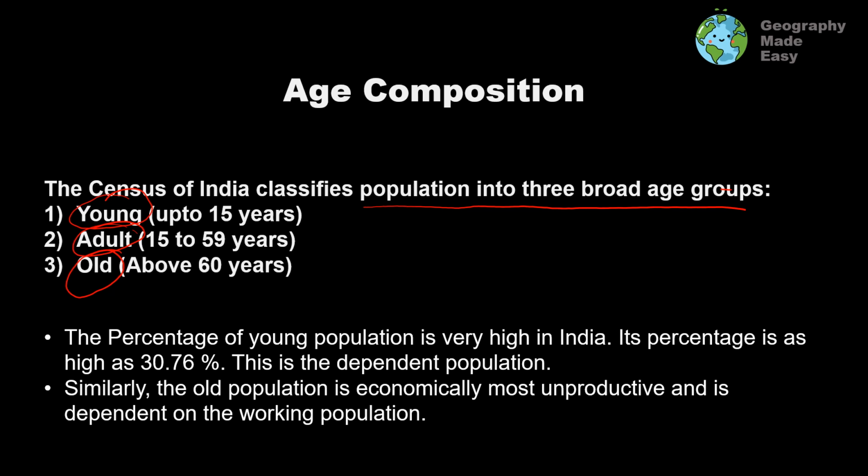The adult population is the working population because the old population retires, and the young population is usually considered to be in education and not working. The young and the old populations are dependent on the adult population for their livelihood. So these two populations are economically unproductive, and the adult population is the economically most productive. The young and the old are called the dependent population, and they are dependent on the adult or working population group.